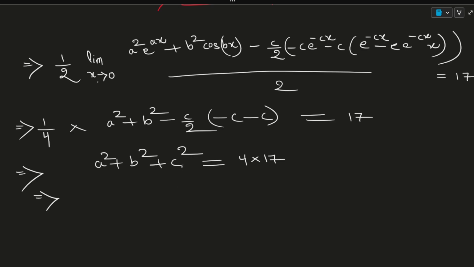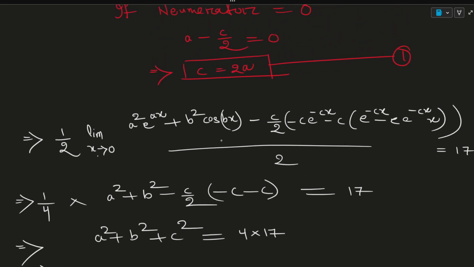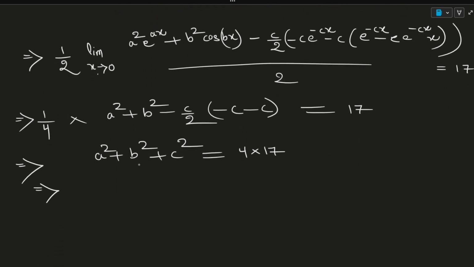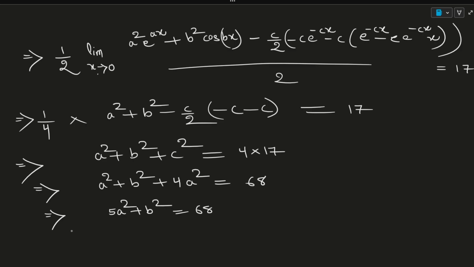So now I will use the relation that we have got, that is c equal to 2a. So I will replace 2a in place of c. So it will be a square equal to what? So it will be 5a square plus b square equal to 68.